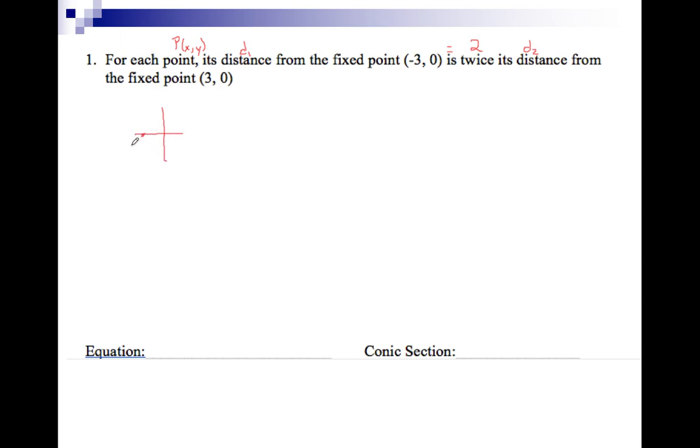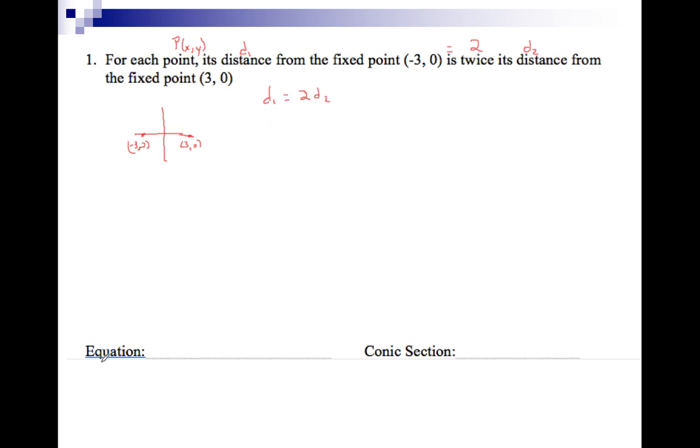Negative 3, 0. And 3, 0. So every generic point in this plane has to be, its distance from negative 3, 0 is twice its distance from the point 3, 0. So let's write distance 1 is twice distance 2.